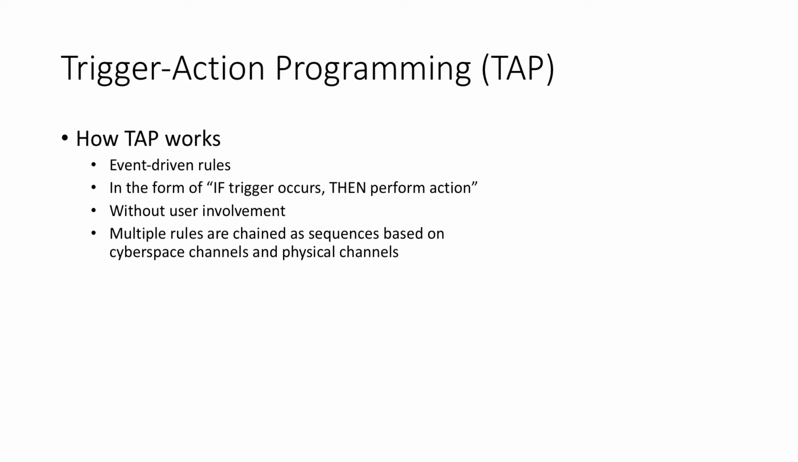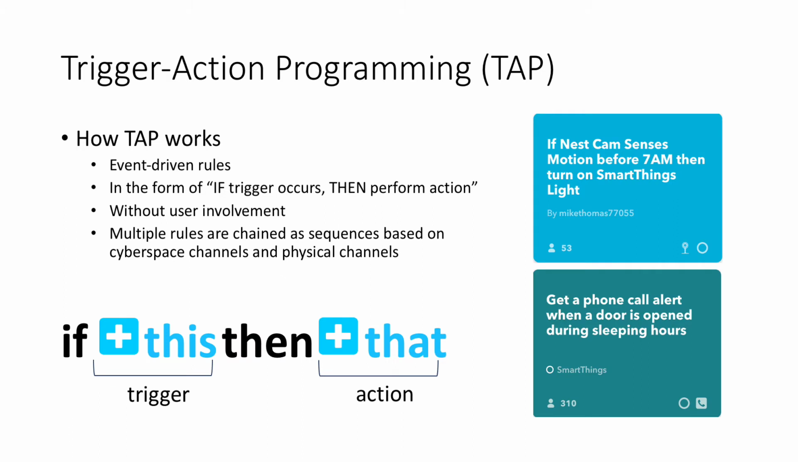With TAP, IoT systems are controlled by event-driven apps. TAP is in the form of: if the trigger occurs, then perform the action. Given a TAP rule, the IoT system will automatically react following it without user involvement. Multiple rules can be chained as an execution sequence.